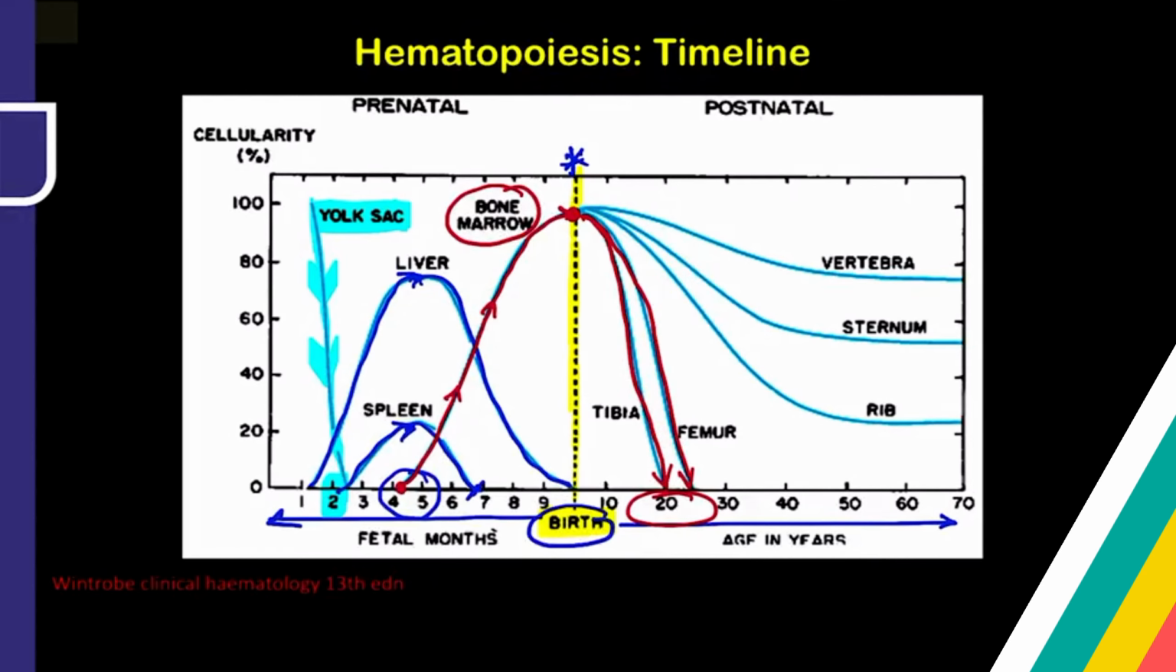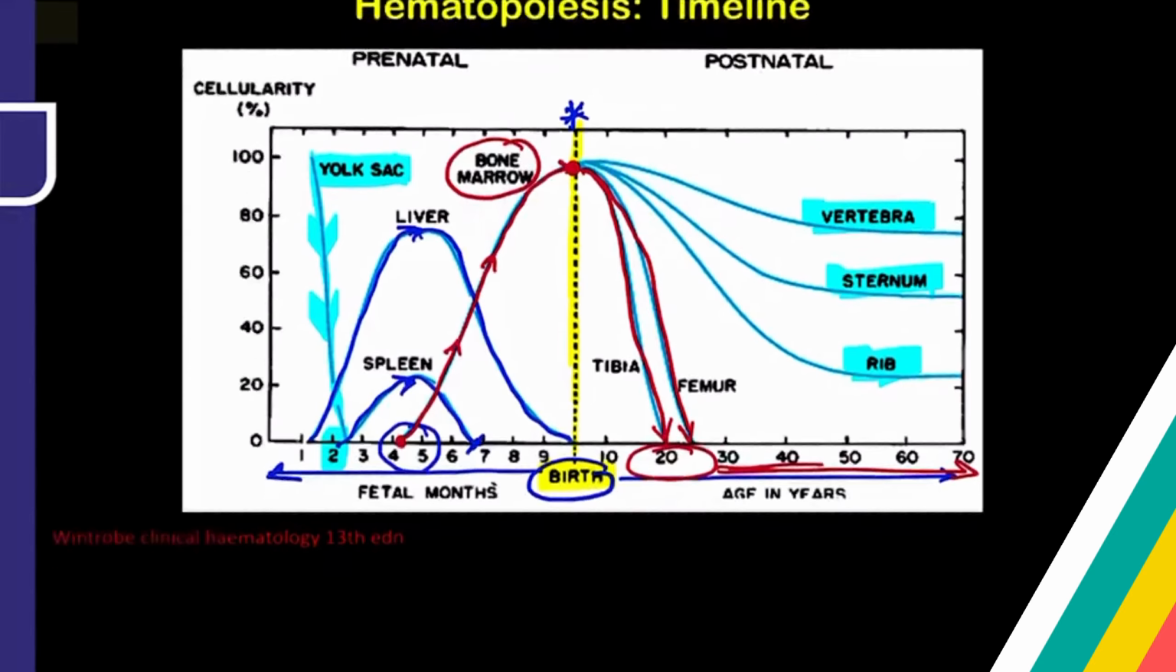But throughout life, after 20 years of age or after puberty, the hematopoietic activity is only continued in membranous bone, like for example the vertebra, sternum, ribs, right? So this diagram is beautifully depicting the timeline of hematopoiesis.